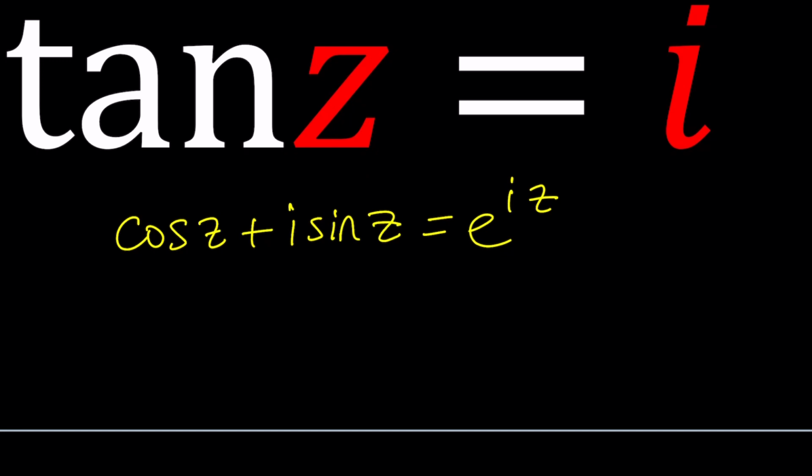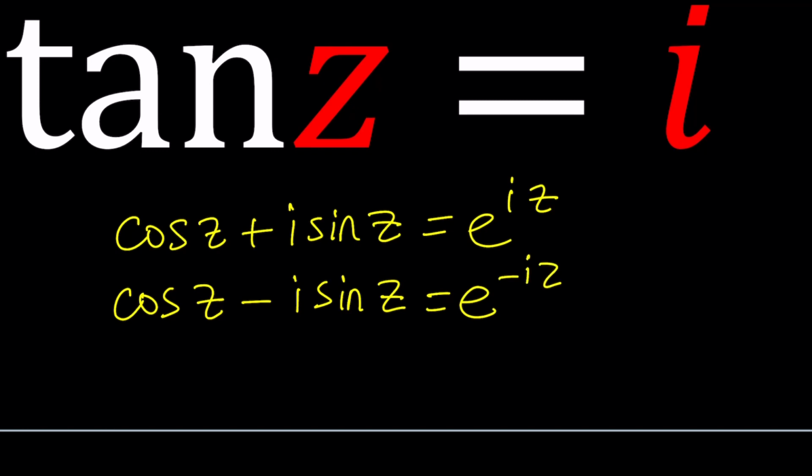First of all, we want to get to sine and cosine. So let's go ahead and replace z with -z. So it's going to give us cosine of -z, which is the same as cosine z because cosine is even. But unfortunately, sine is an odd function. So it's going to be a negative sine z. And on the right-hand side, of course, you're going to have a negative iz.